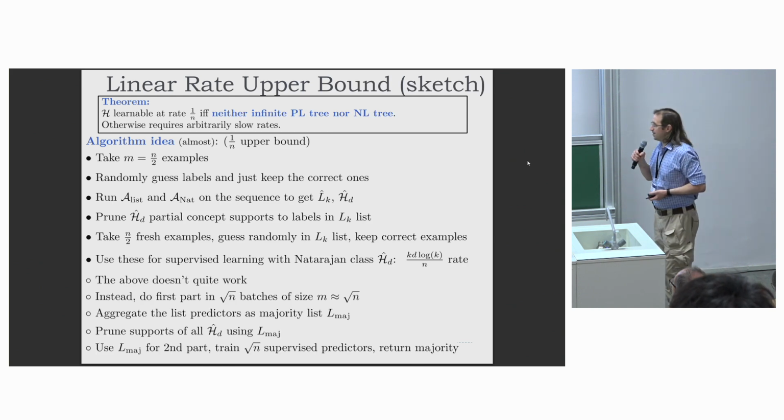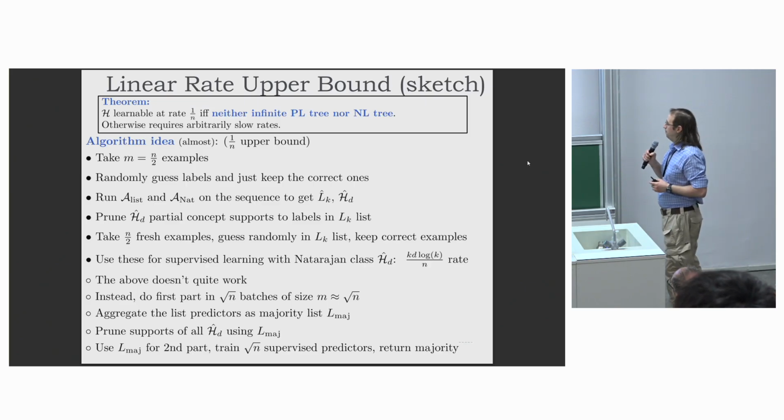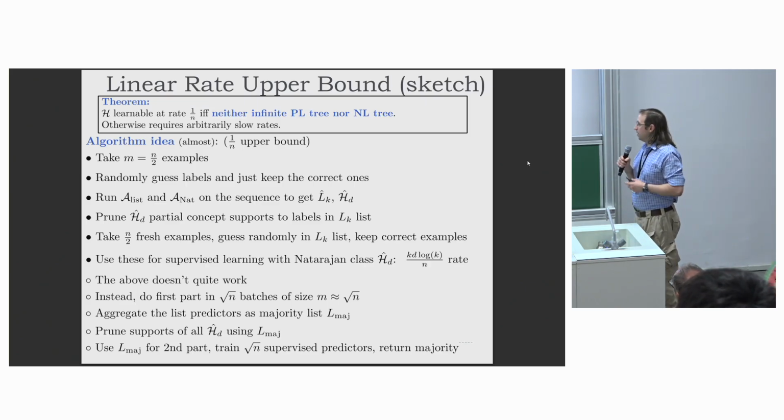If you're familiar with this literature, you know this doesn't quite work, but we can apply some usual tricks where in the first n/2 examples, let's first break it up into some batches, apply the same idea to each batch, and just aggregate to the list predictor and majority vote predictor at the end.